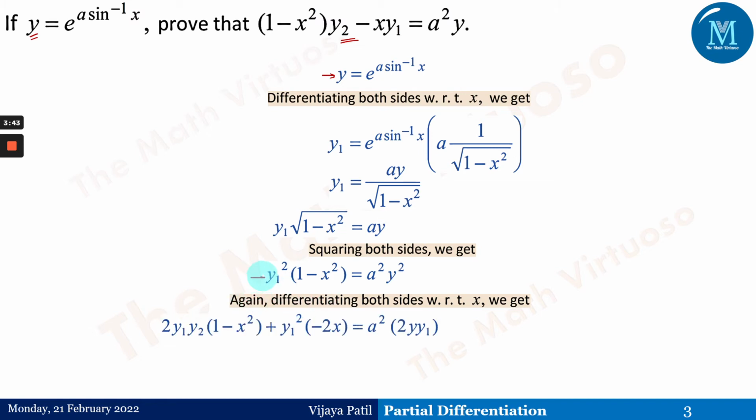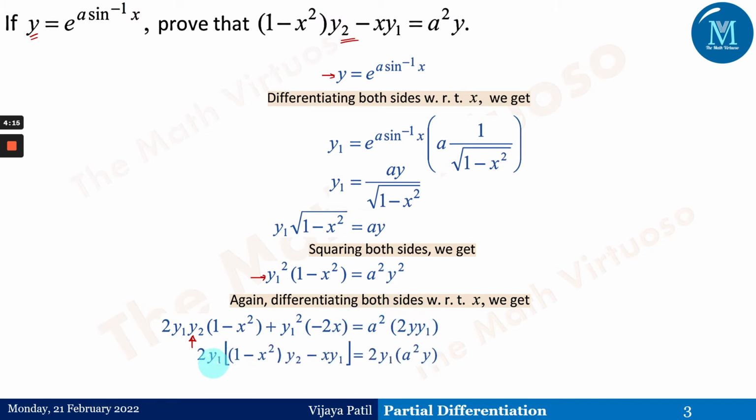the LHS side as 2 times y1 into the differentiation of y1, which is y2, into 1 minus x squared as it is, plus y1 squared as it is into the differentiation of 1 minus x squared, that is minus 2x, which is equal to a squared into 2y y1. So the same thing is happening here: it's 2y into the differentiation of y, that is y1.